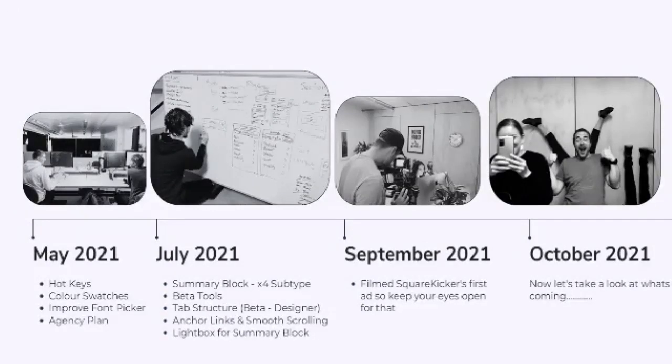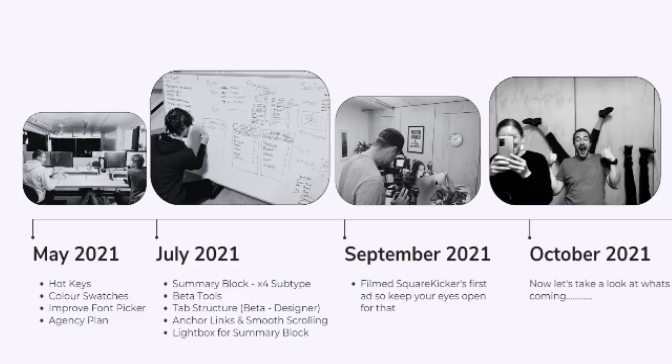Moving forward, in May, we released hotkeys. If you haven't seen those, you can check out our tutorials video and just a quick little hover to release SquareKicker tools or just quick access to SquareKicker. We also give color swatches for quick access to your previously used colors on SquareKicker. Improved font picker, which you can search and filter your fonts. And due to high demand, people are actually wanting more websites than 10 at a time. So we released an agency plan, which allows you to have up to 25 per month. And so that's for those of you who are cranking out multiple hundreds of websites a year.